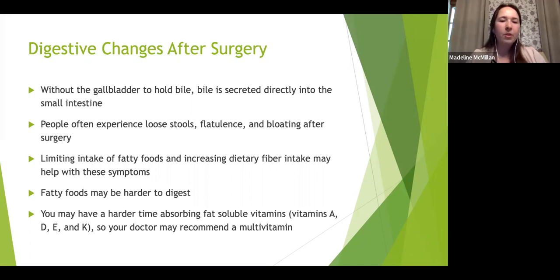And then some people do have a harder time absorbing certain vitamins, particularly fat-soluble vitamins. So that's going to be vitamins A, D, E, and K. So your doctor might want you to take a multivitamin afterwards just to make sure that you're getting the adequate nutrients that you need, because you might not be able to get those from your diet as easily.